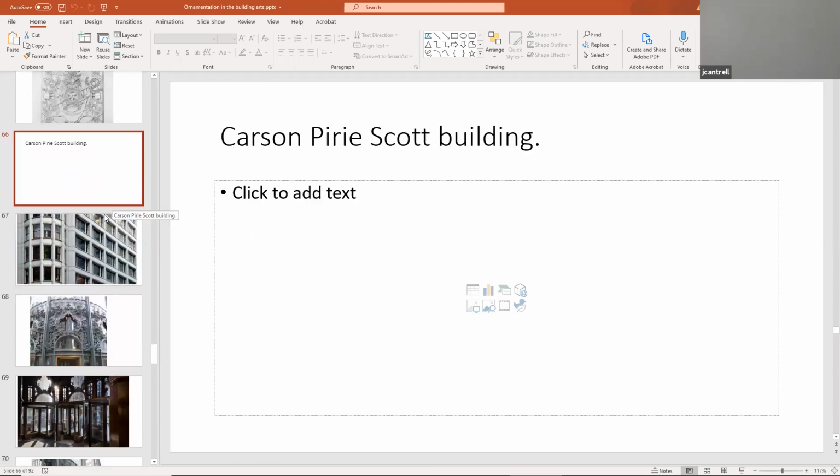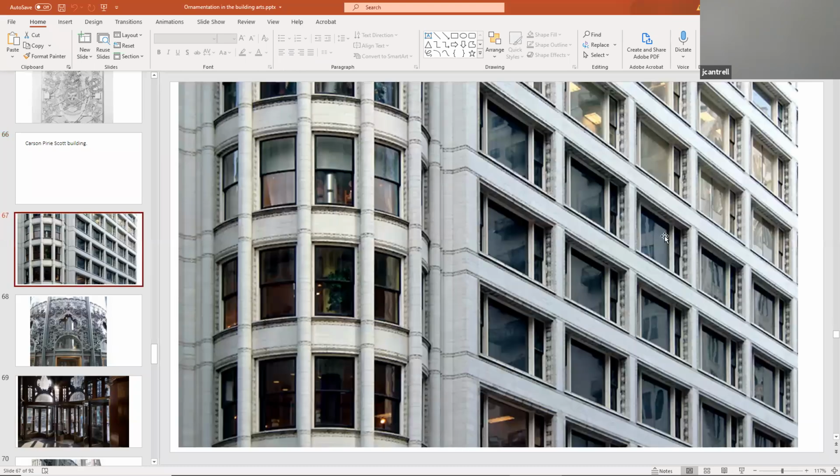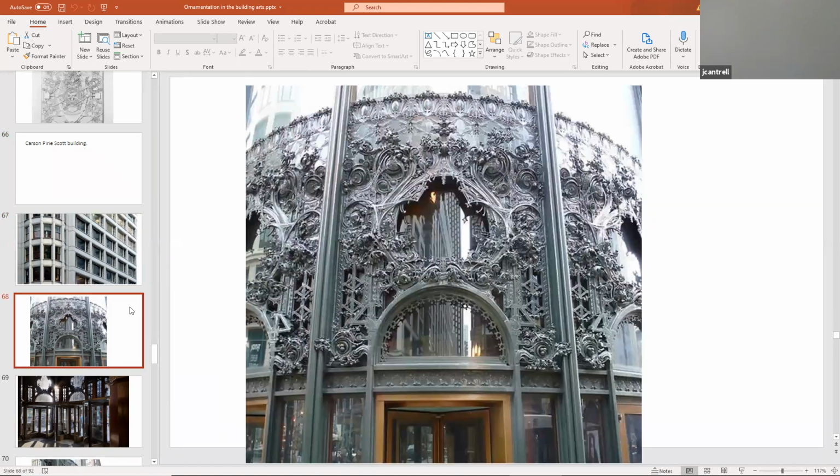Here's another one he did called the Carson Pirie Scott building. We've looked at this before as a horizontal window, an early modern window inflection. It's really strange to have a horizontal window in classical architecture. But of course, this is a transition from classical to modern. Here is actually the ground floor storefront.